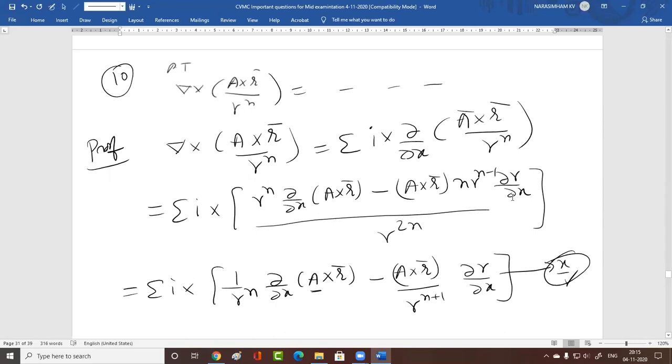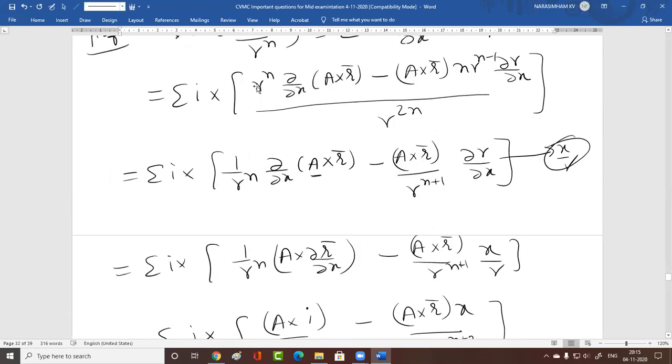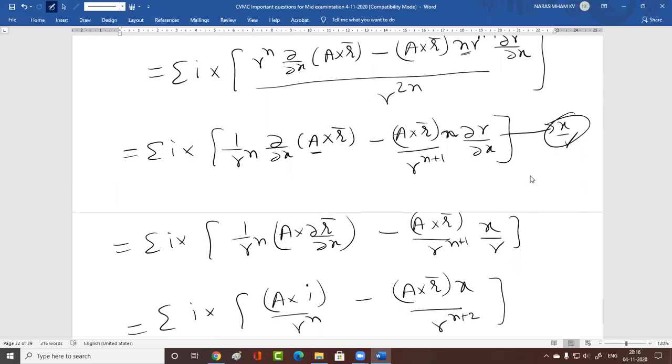Up to this it is clear. So now dividing by r power n, we cancel 1 by r power n. Dou by dou x of A cross r bar into A bar cross r bar into here r power n cancels. If r goes to the denominator, r power n plus 1. Here one term is missed. The term is n. N is missed. Okay.